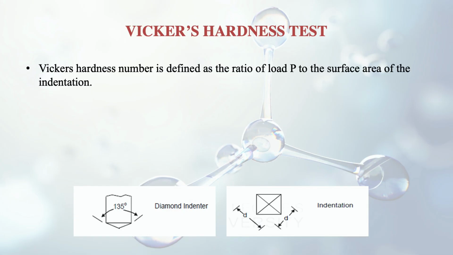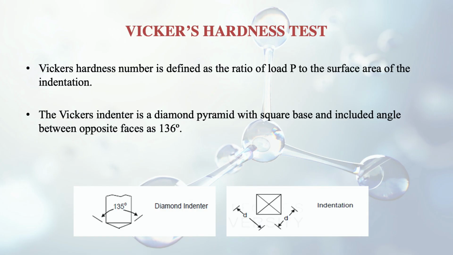So till now we have discussed the Brinell hardness and the Rockwell hardness test. Now further we discuss the Vickers hardness test. Vickers hardness number is defined as the ratio of load P to the surface area of the indentation. It is quite similar to the Brinell one. The Vickers indenter is a diamond pyramid. So here's the difference from the Brinell one, where we were using a steel ball. Here it is of a different shape.